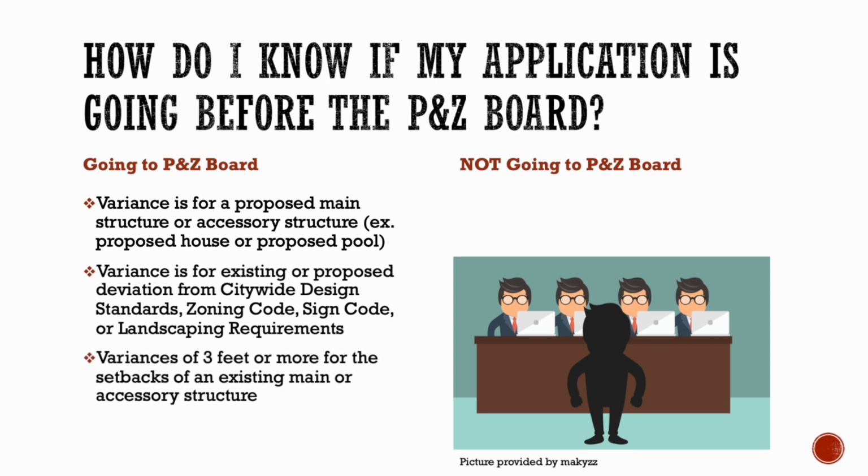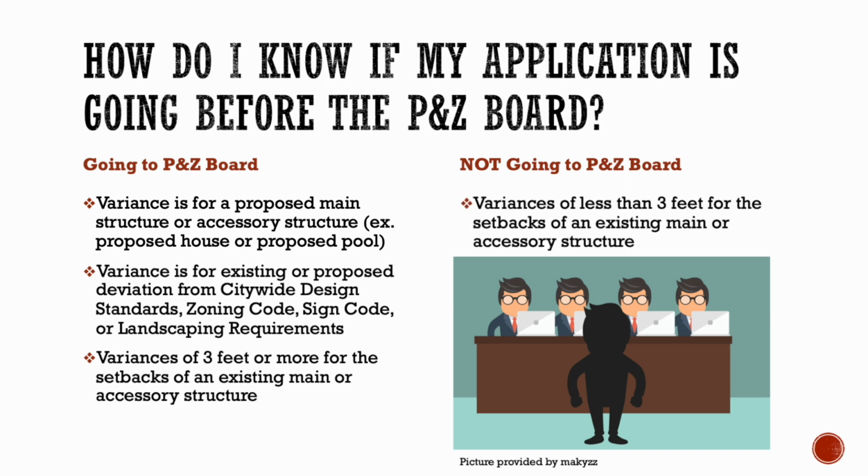Finally, if the variance is of 3 feet or more for the setbacks of an existing main or accessory structure, main will refer to, say, a house, accessory structure can be a pool. If it is 3 feet or more of an existing structure, then it will go to the P&Z board. If not, if it is less than 3 feet, then it can be reviewed administratively by the Planning and Zoning Department, and final approval will be given by the Planning and Zoning Director and will not need to go to a public hearing.